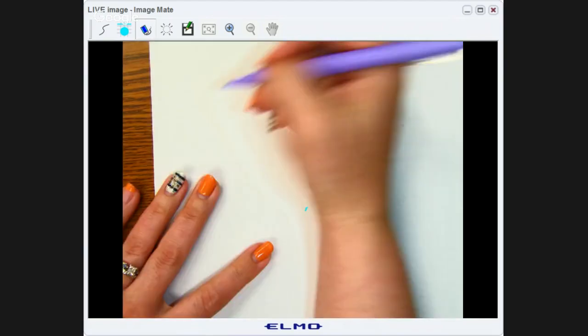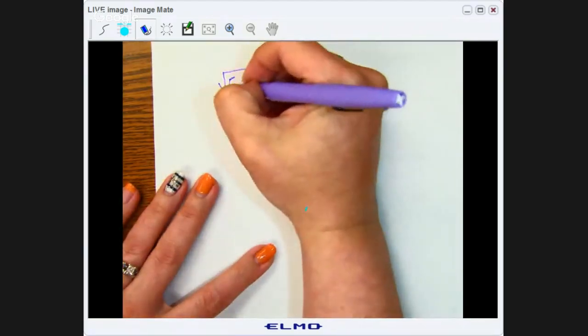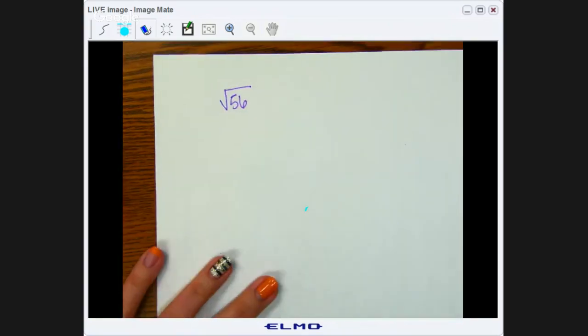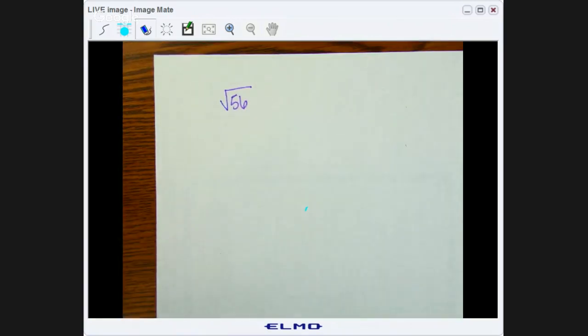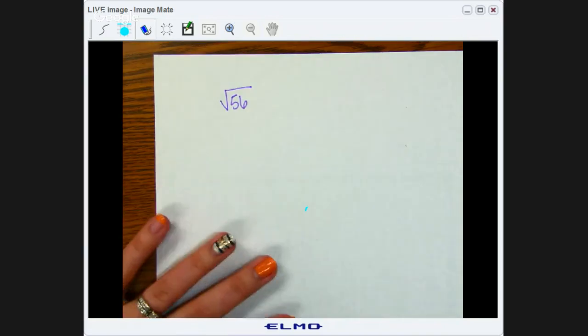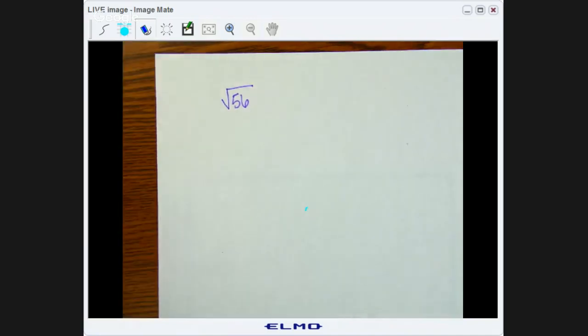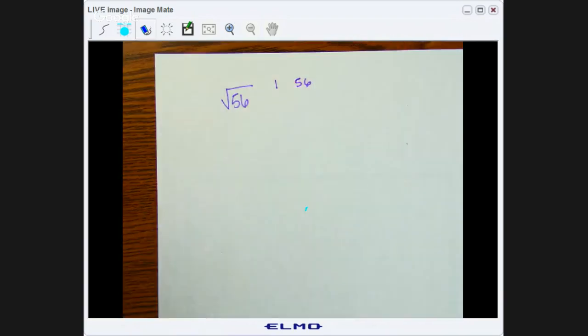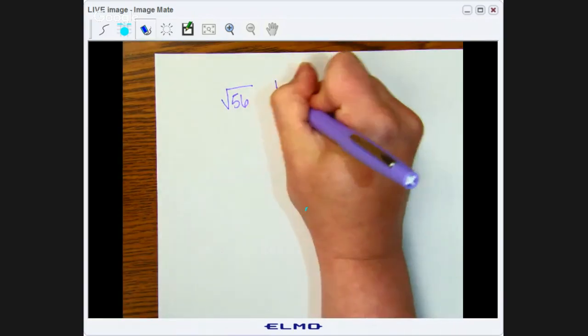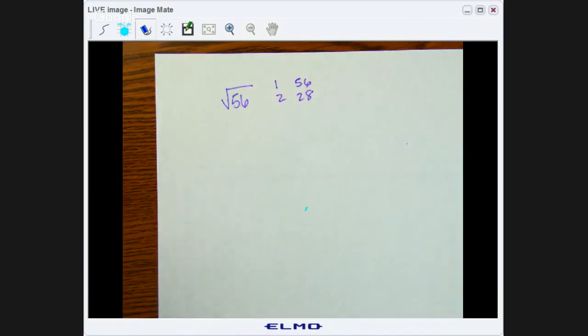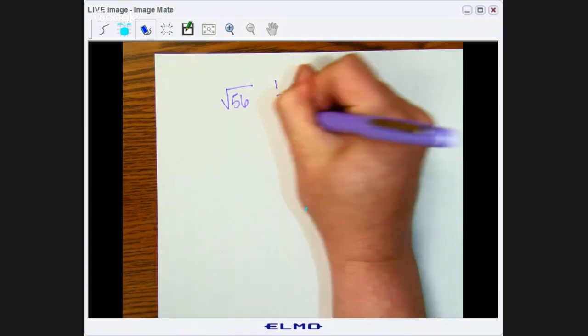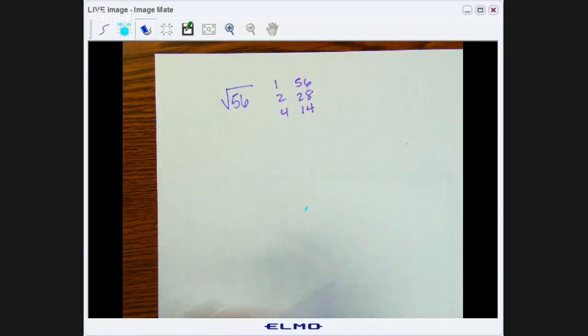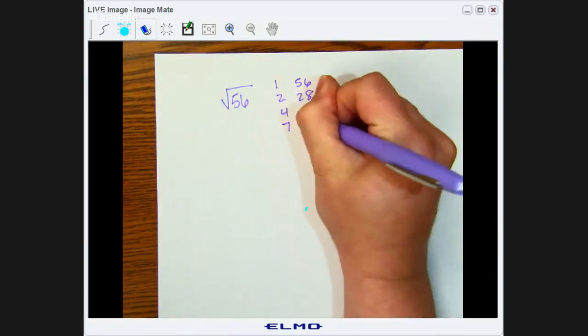Simplifying radicals means that when you are looking at a number, say the square root of 56, I'm looking for factors of 56 that contain a perfect square. And yes, like Kate asked, the perfect square poster will be up on the front. So I'm just looking for some factors that break 56 up. Other than 1 and 56, you would have 2 and 28. You would have 4 and 14. You would have 7 and 8.